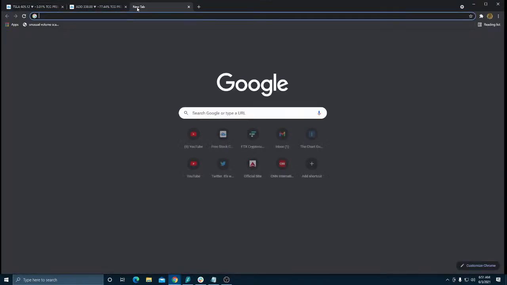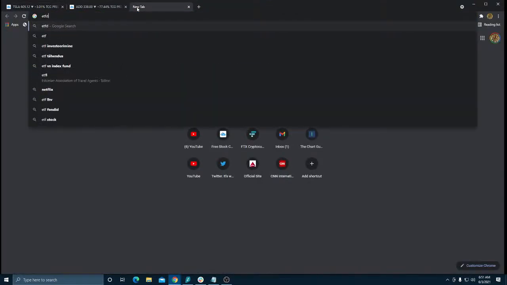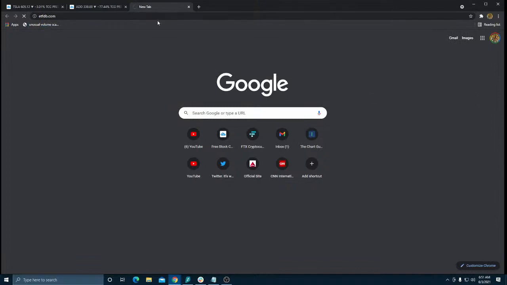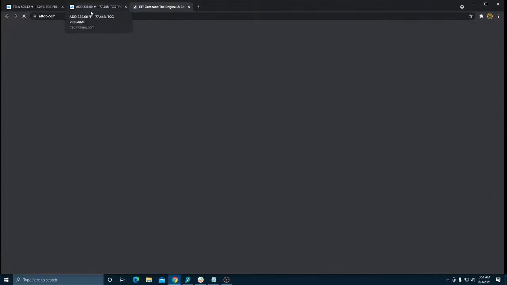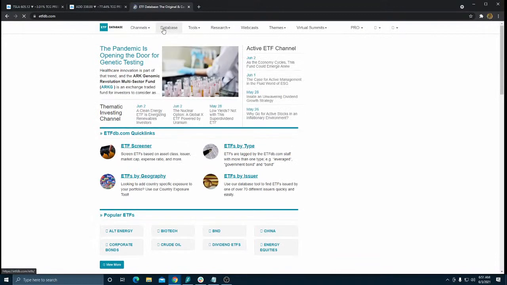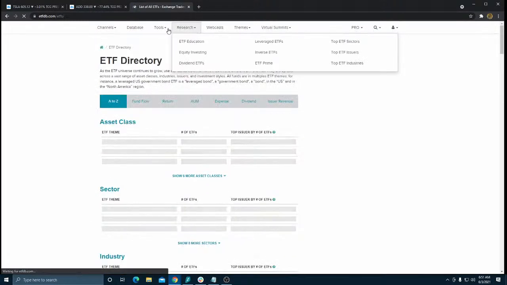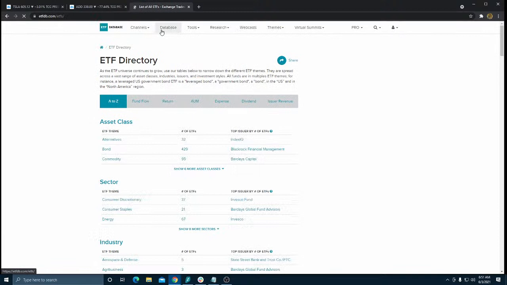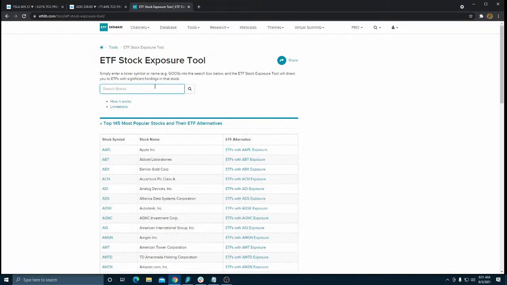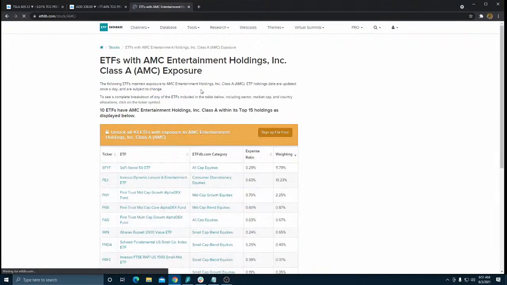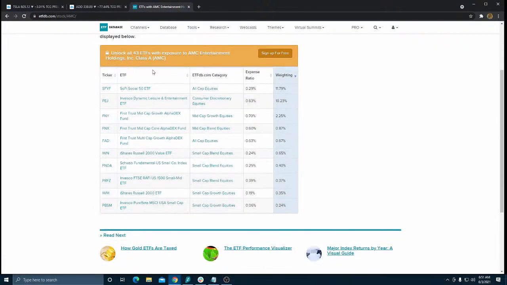Let's look over here. We just got a few minutes. ETFDB.com, you can look at your exposure. Okay, so on tools, not that. My computer is very sleepy. Stock exposure tool. Let's look at AMC. How many ETFs is it in? It's in 10 ETFs. That's not a lot.